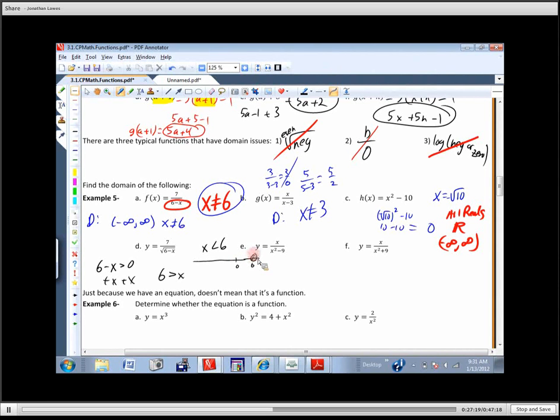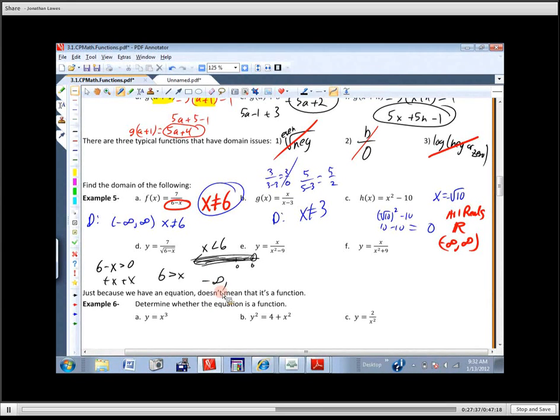Okay, so where do the answers start? Way down at negative infinity. You can go as far down there as you want, and it's perfectly okay. And where do they stop? They stop at 6. Now it's always a round bracket around infinity. What is it around 6? It's going to be round here also.